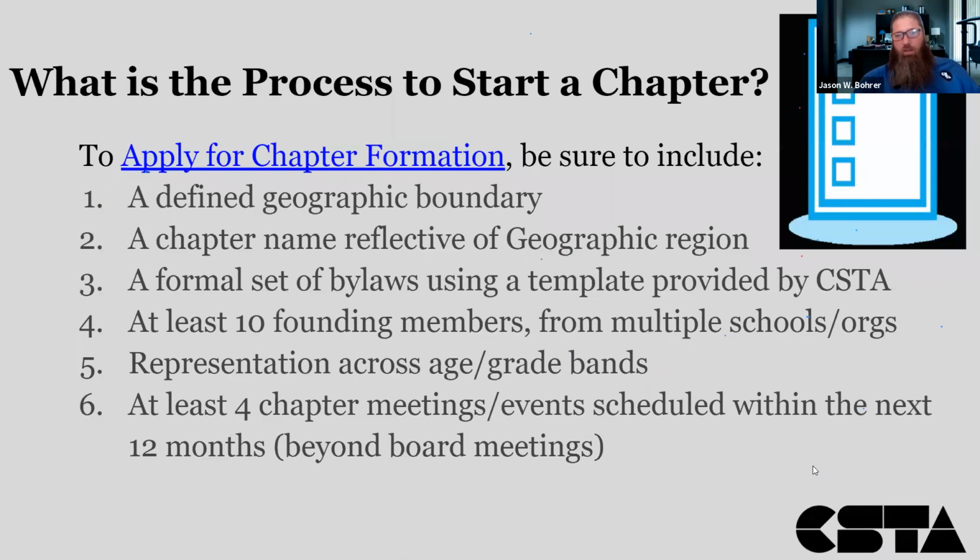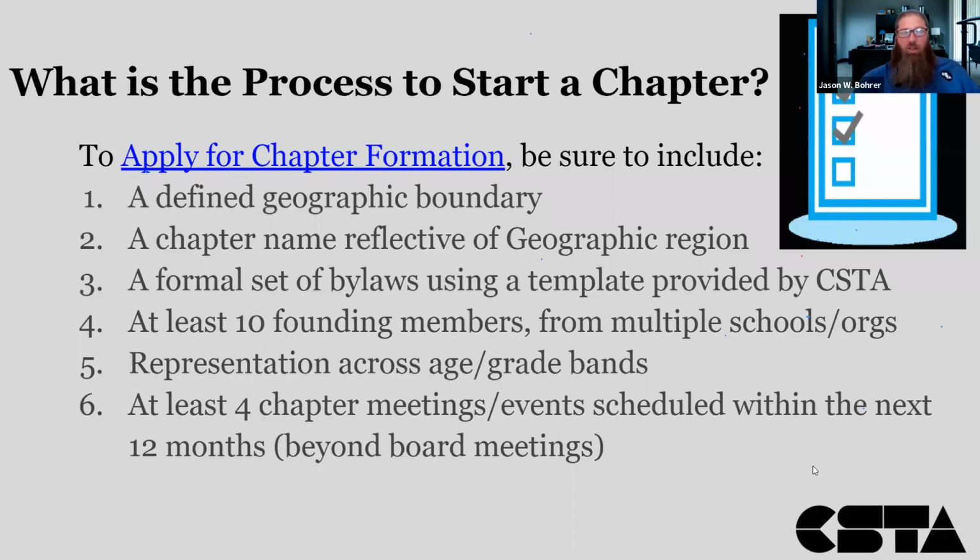So there's a link in the slide deck, and that you'll get from Kate later on, that includes the chapter formation application from our website. These are the big 6 things that we're looking for when chapters form. A defined geographic boundary, a name reflective of the region, the templatized bylaws that I discussed a little bit earlier, and having at least 10 founding members as a way to start, somewhere to grow. It's really hard to grow a chapter if you only have the 3 or 4 leaders in place.